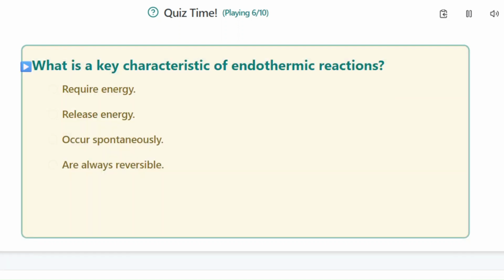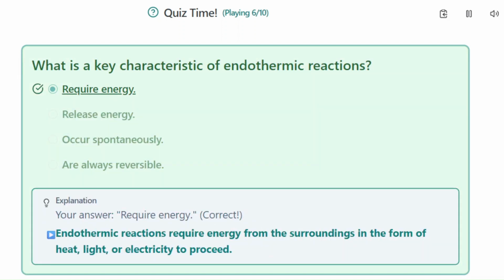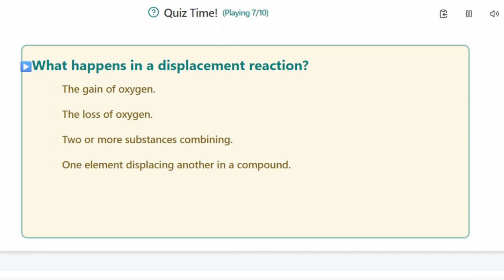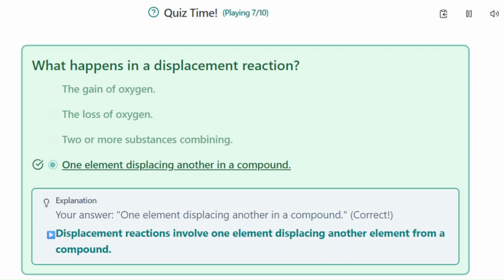What is a key characteristic of endothermic reactions? The correct answer is require energy. Explanation: endothermic reactions require energy from the surroundings in the form of heat, light, or electricity to proceed. What happens in a displacement reaction? The correct answer is one element displacing another in a compound. Explanation: displacement reactions involve one element displacing another element from a compound.